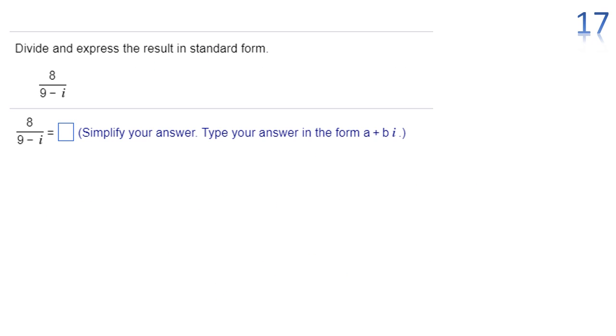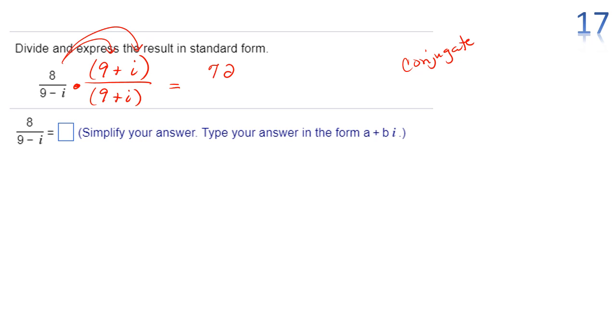Now here we have a division problem, so we must use what's called the conjugate. The conjugate would be the identical two terms that are in the bottom except for the middle sign. So the proper way to simplify would take the conjugate, which is 9 plus i, and multiply that through in the numerator and denominator. When we multiply in the numerator, we will simply distribute. So I end up with 72 plus 8i.